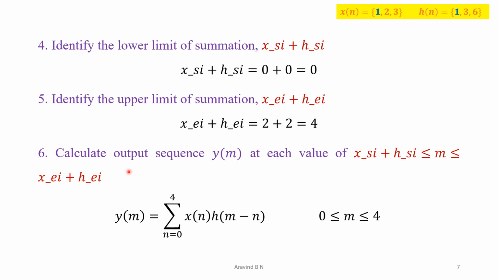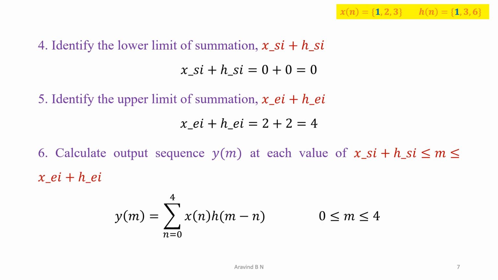Now, step 6 is the calculation part. Calculate the output sequence y of m for each value of m ranging from 0 to 4 in this case. So writing the formula for that. Usually we used to have an infinite representation with respect to the summation, but here we are going to have the finite length. Therefore, y of m will be equal to summation n is equal to 0 to 4 x of n h of m minus n. M is also going to take the same range, that is from 0 to 4.